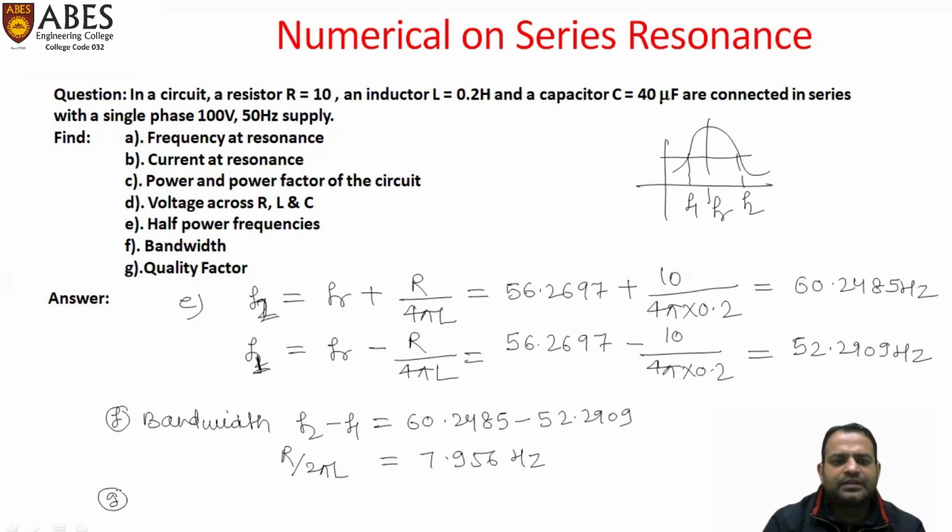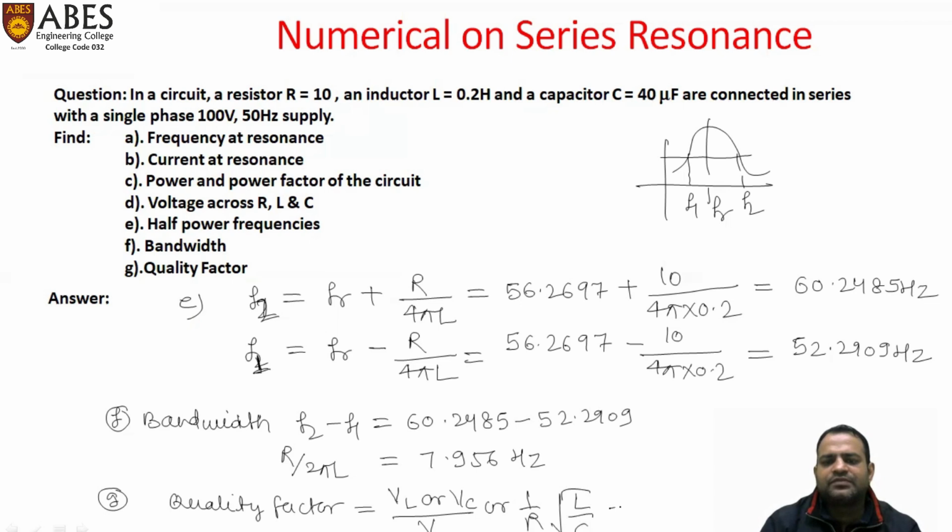Now, the last part of this numerical, quality factor. So you are using either the voltage magnification formula VL or VC upon V, or 1 upon R under root L by C. So by using this formula, because we have VL 707 and V is 100, it is a factor of 7.07, and it is unitless. So in such a way, we are getting all the required results.